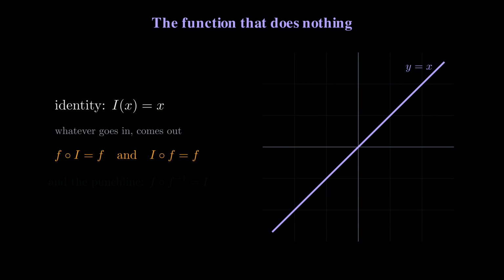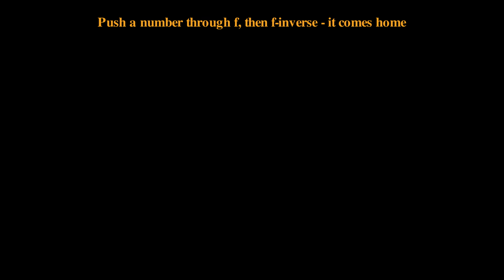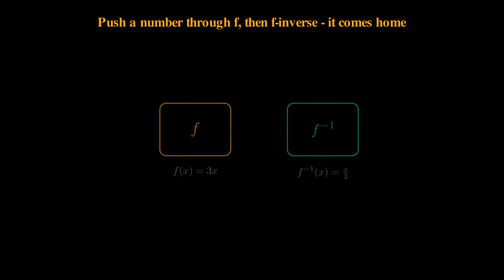The inverse of f is the function that undoes it so completely that f followed by f inverse leaves you exactly where you started. It equals the identity. That's the target. Here's the beating heart of the whole idea in one animation. The inverse of f, written f with a little -1, is the undo button.